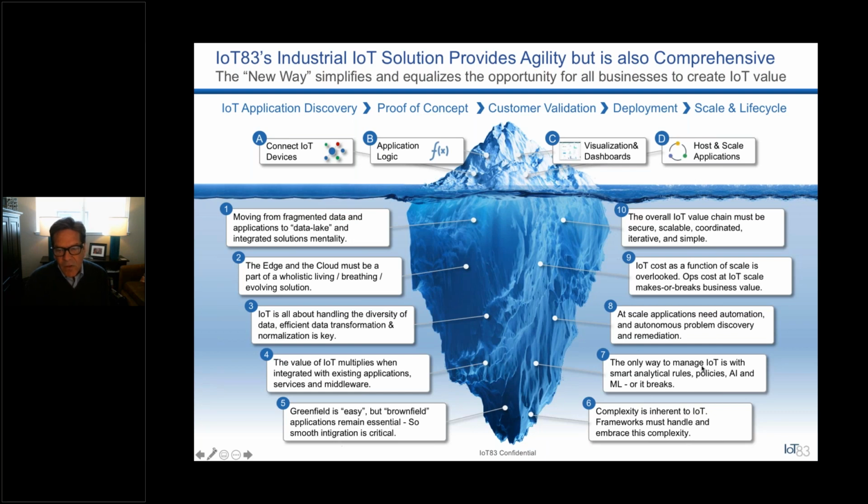And then it's really important to understand that the only way to manage IoT is with smart analytics, rules, policies, and AI, or it breaks. There's just too much coming in for humans to be able to look at all the data and act on all of the results. So all of these automation and action on events and algorithm integration, et cetera, is critical. And then at scale, applications need automation. These are complicated systems. They need to be self-healing, self-recovering, and auto-scaling.